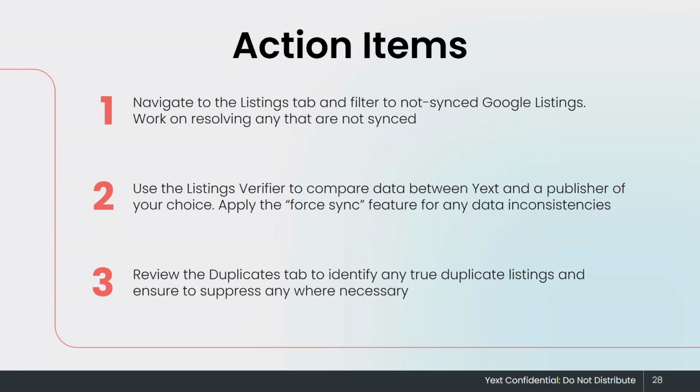And the last one is obviously you can also review the duplicates tab, see if there's any true duplicates out there of your business listings. Obviously, we don't want any duplicate listings. You should have one listing per location, per publisher, one that's accurate, up to date, that you're monitoring and feeding information via Yext, so you can identify any potential duplicates and suppress them where necessary.